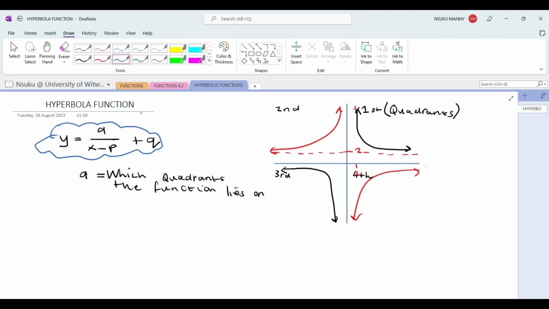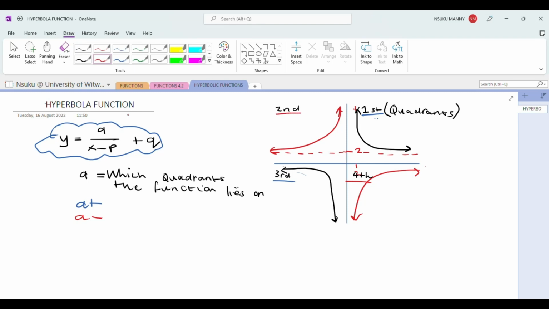It has two graphs that are drawn, and when A is positive, our graph will lie on the first quadrant, which is this quadrant right here, and the third quadrant. So your graph will look something like this, basically, how these two black graphs are drawn here. Whereas when A is negative, our graph will obviously lie on the second and the fourth quadrant. That's where our graph would lie.